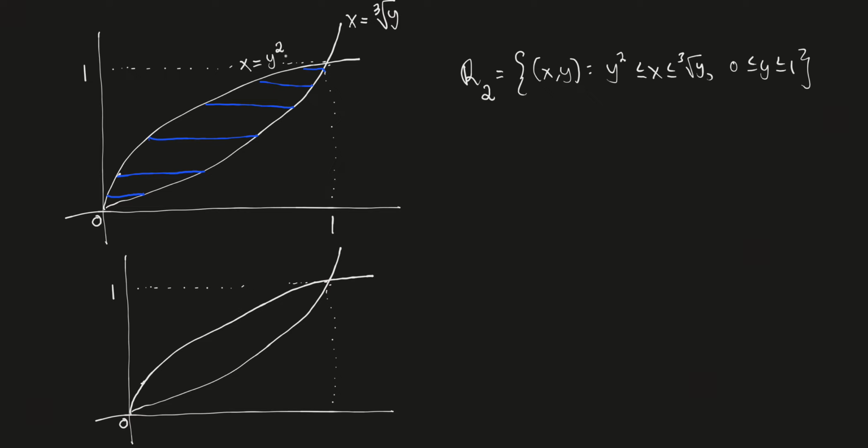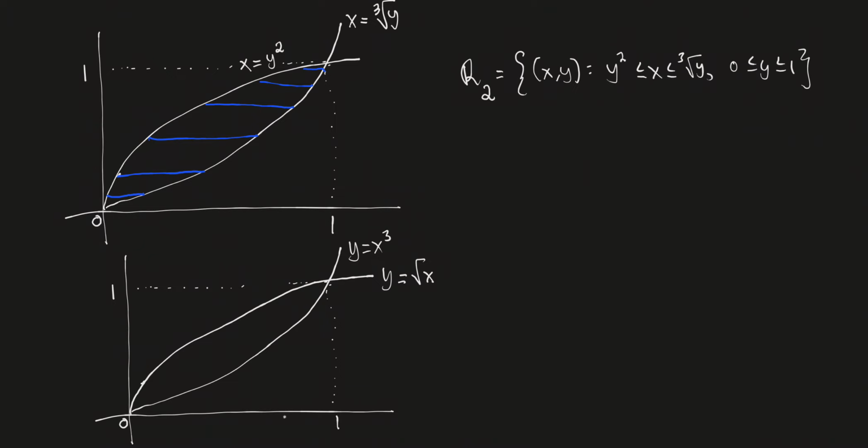If I wanted to write y as a function of x, y would be the square root of x. And then if I wanted to write the other equation as y as a function of x, then y would be x cubed, right? And now here's the key. If I wanted to switch this and express it as a type 1, I would now have to think of these blue lines, instead of being horizontal, as vertical. And I'd have to say that now x goes from 0 to 1.